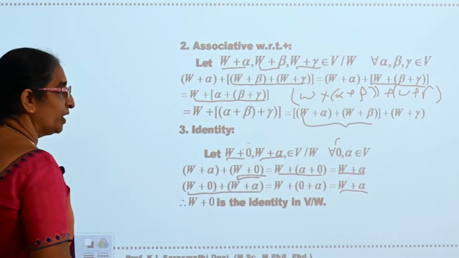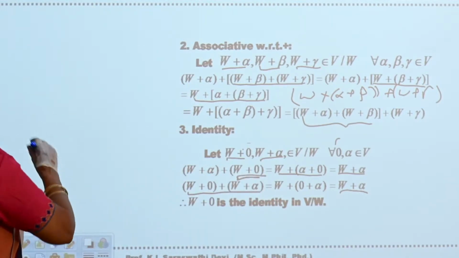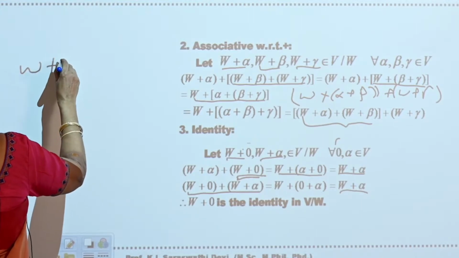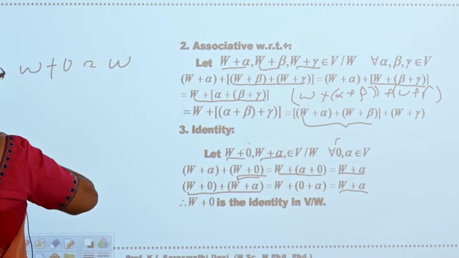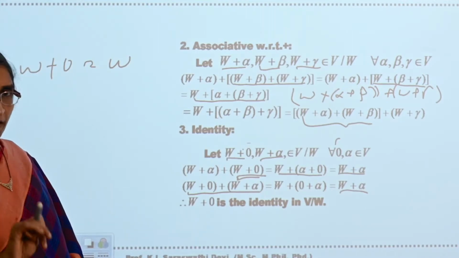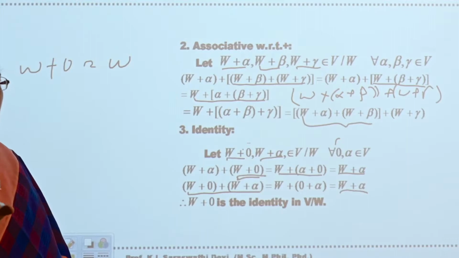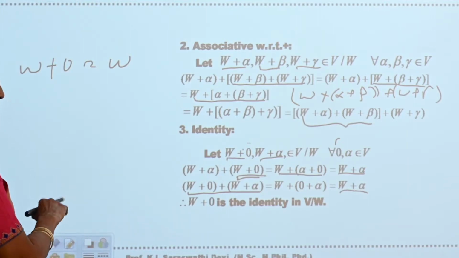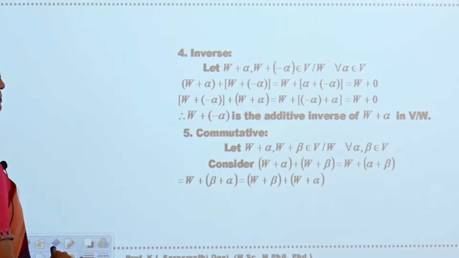So here what is the additive identity? W plus 0. Is it? W plus 0 can also be written as W. So W is the additive identity in V by W. Okay, W is the additive identity in V by W. So identity exists. Now see the next one.